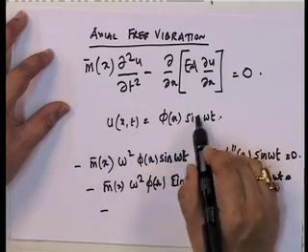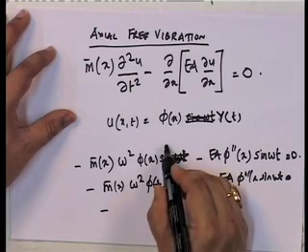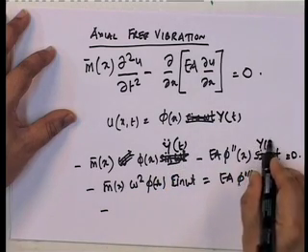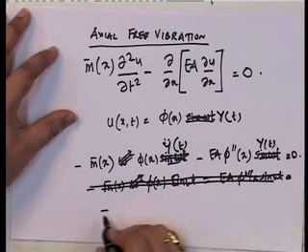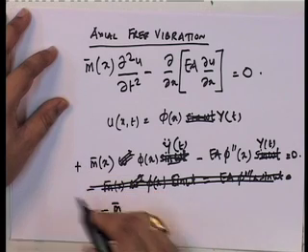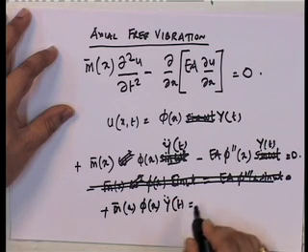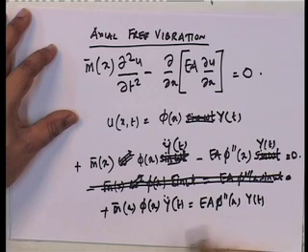Oh, sorry, I made a mistake here. This is not sine omega t, this is y of t. So, this one is y double dot of t, and this one is y of t. What we get is minus m bar x phi x y double dot of t is equal to Ea phi double prime x y of t. So, if we divide throughout by phi x y of t, then we get the following.